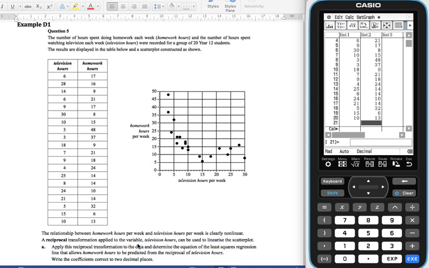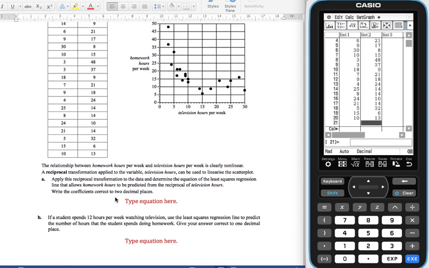So this question is going to involve us performing a transformation, which means that we need to get the values into our calculator, into the statistics screen. Television hours is drawn on the x-axis of the scatter plot, which tells us that it's the explanatory variable. So the television hours numbers need to go into list 1. Homework hours on the y-axis, so it's our response variable, which means it needs to go into list 2. So carefully put all that data into your calculator. I've just done it in advance to save a little bit of time on the video. And then we can get stuck into working out the question.